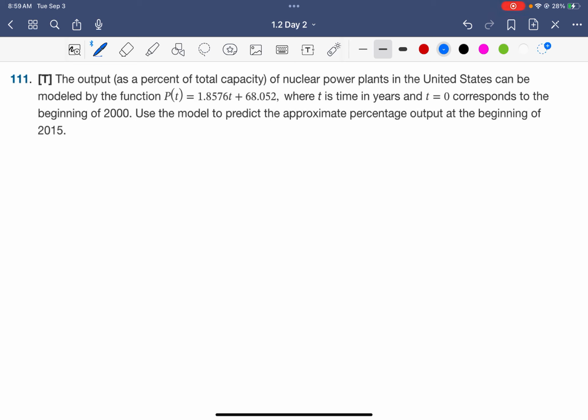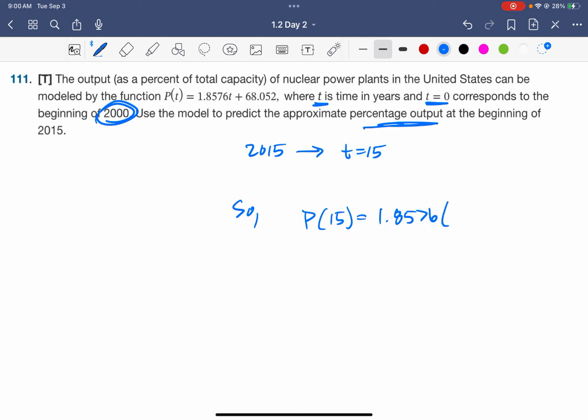The output as a percent of total capacity of a nuclear power plant is this, where T is time in years and T equals 0 corresponds to 2000. Predict the approximate percentage output in 2015. So that means 2015 corresponds to T is equal to 15. So P of 15 is equal to 1.8576, plug in 15, plus 68.052.